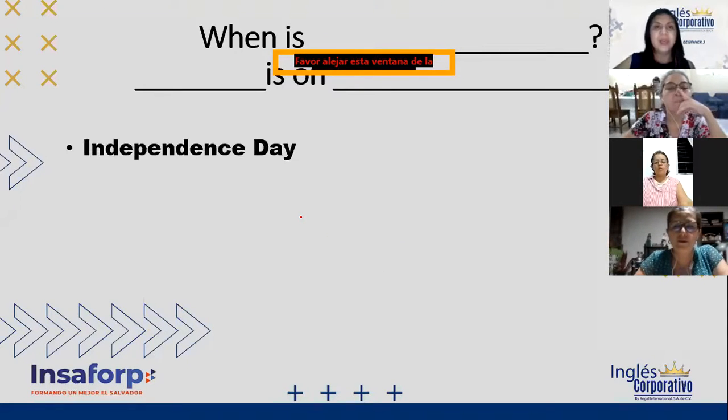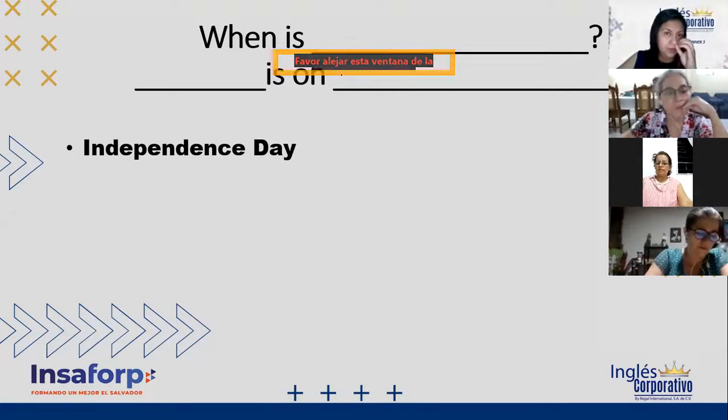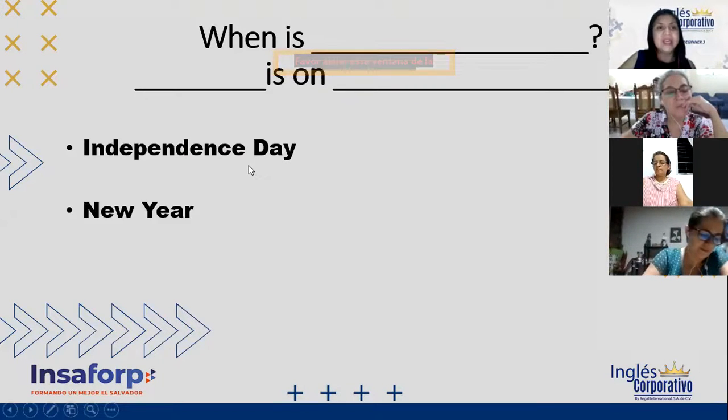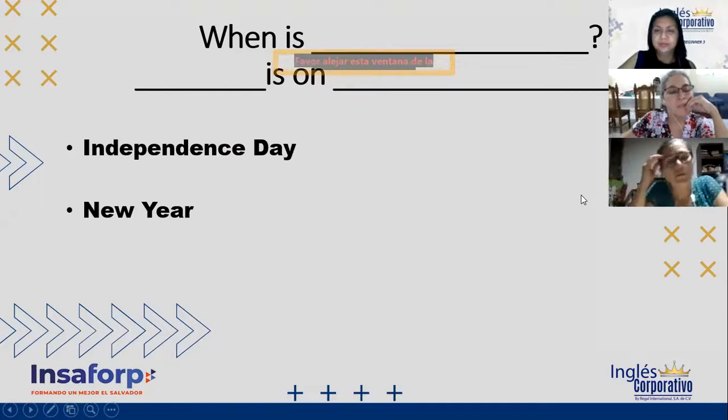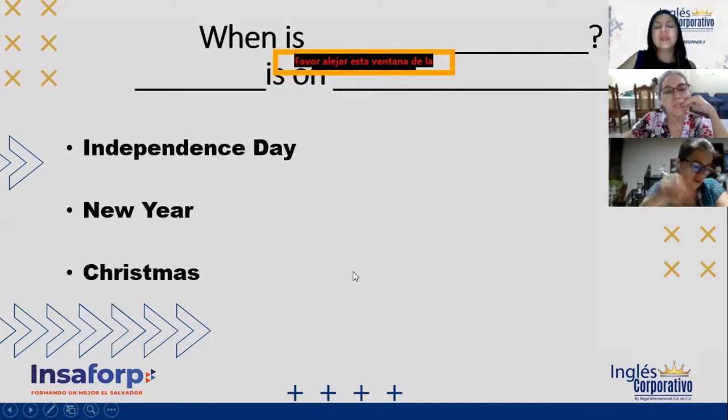For example, when is Independence Day in the US? You're going to say Independence Day is on July 4th. July 4th. Very good. When is New Year in El Salvador? You're going to say New Year is on January 1st. Okay. When is Christmas in United States?